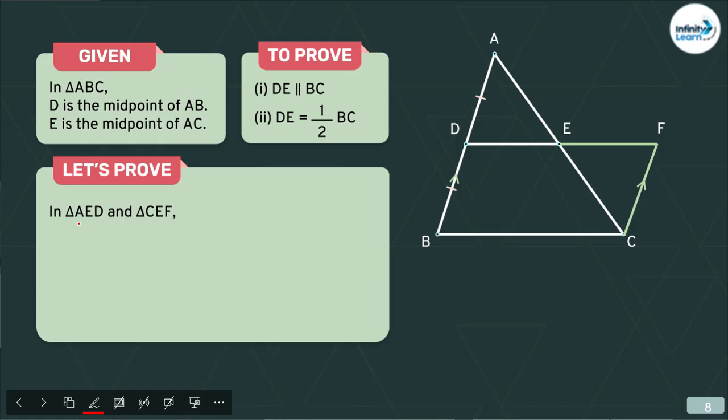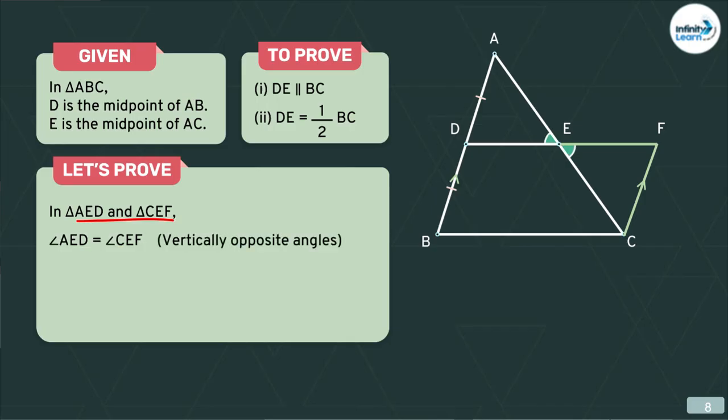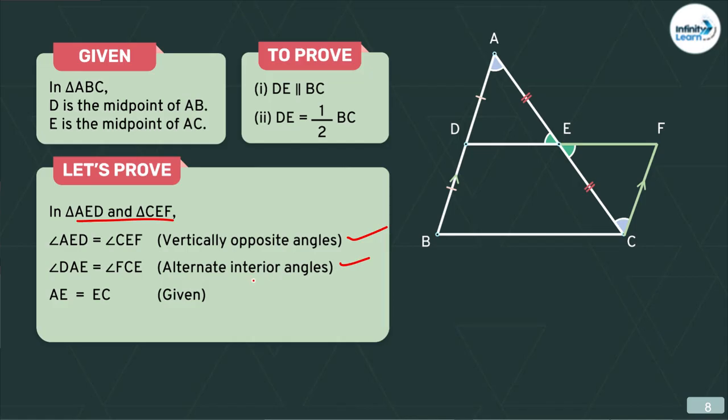In triangle AED and triangle CEF, angle AED is equal to angle CEF, vertically opposite angles. Yes or no? Vertically opposite angles. Angle DAE is equal to angle FCE, alternate interior angles, because AB is parallel to CF by construction. And AE is equal to EC, it is already given, E is the midpoint of AC. So by which criteria are the two triangles congruent? By angle side angle criteria. Clear?